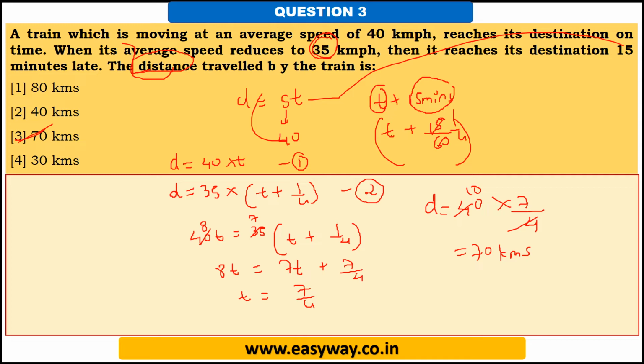So d is equal to the new speed 35 into (t plus 1 by 4), and then we equated equation 1 and 2 and got the answer. Then we got the time as 7 by 4, and we substituted this value in equation 1, and we got the answer as 70 kilometers. That is, the distance traveled by the train is 70 kilometers.